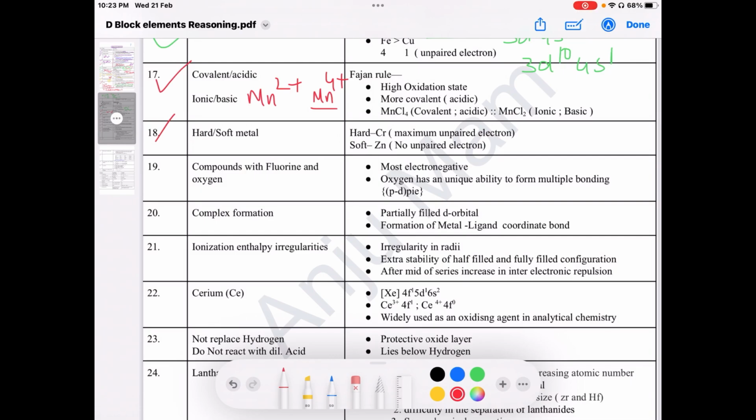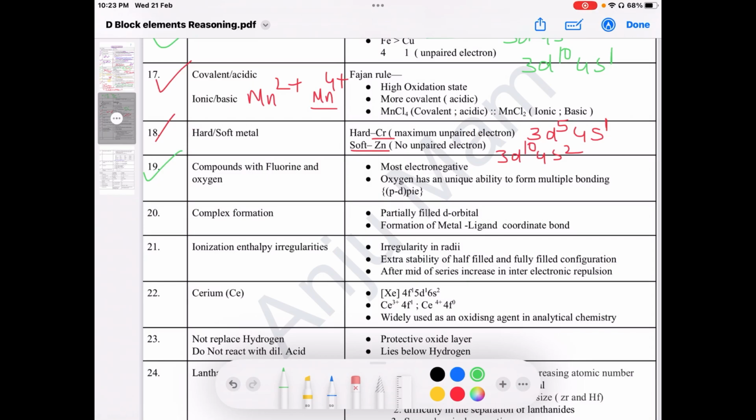Next question is based on hard or soft metal. Hard metal means maximum number of unpaired electrons, strong metallic bonding, high enthalpy of atomization. The best example here is chromium because its electronic configuration is 3d5 4s1. It has the maximum number of unpaired electrons in the 3d series. And the last member of the 3d series, zinc, is a soft metal, because its configuration is 3d10 4s2 and it doesn't have any unpaired electron.